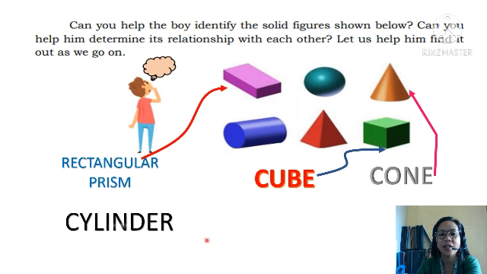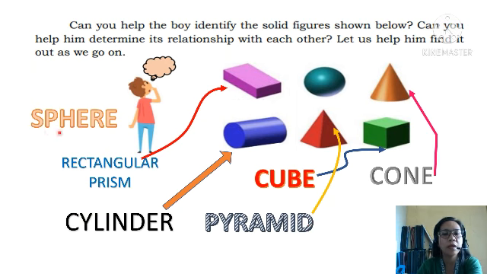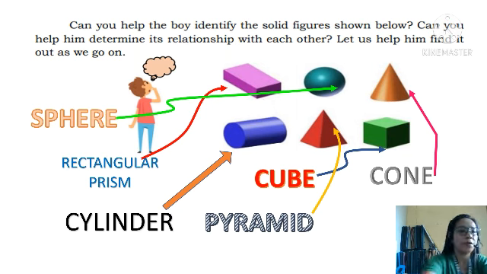Next, we have the cylinder. Cylinder, where are you? There, it's color blue. We have two circular bases for a cylinder. And we have the pyramid. Pyramid, where are you? There, it's color red. It has triangles and a pointed part at the top, at the tip. So that is a pyramid. And we have the sphere. Where is the sphere? Okay, the aqua blue one. It's round.